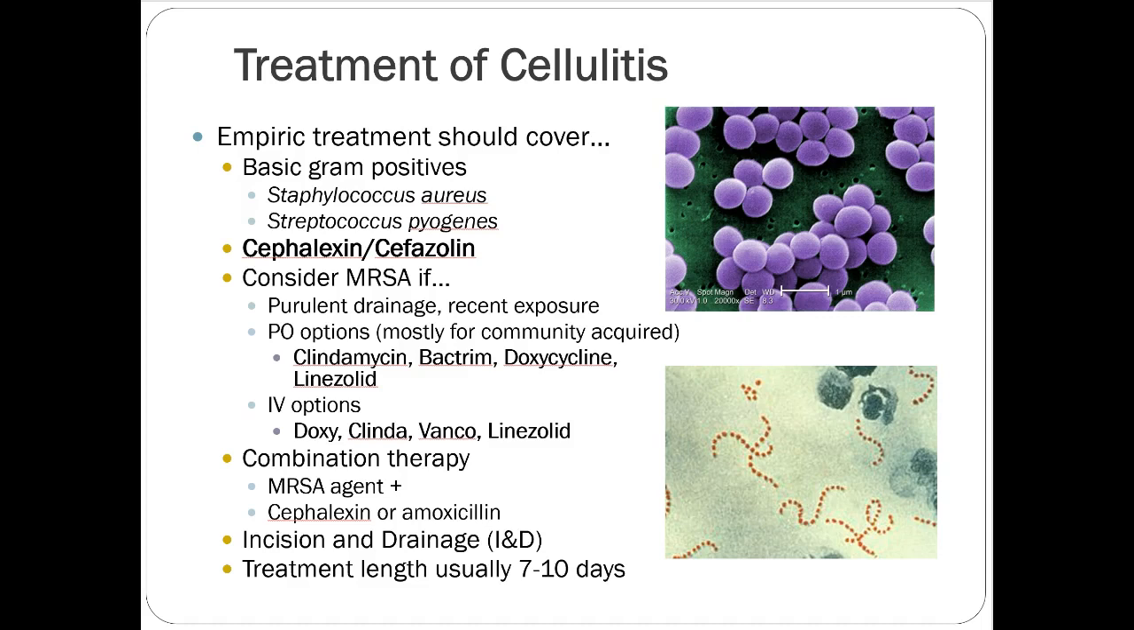Combination therapy, so you've got your MRSA agent plus your cephalexin, kind of like I talked about. You might add something else on, amoxicillin. Plain amoxicillin covers strep really well too, so you could do that. Most people will do the cephalexin because it's just got better staph coverage. So if you're going to do that combo thing, I'd recommend either doxy or Bactrim plus cephalexin.